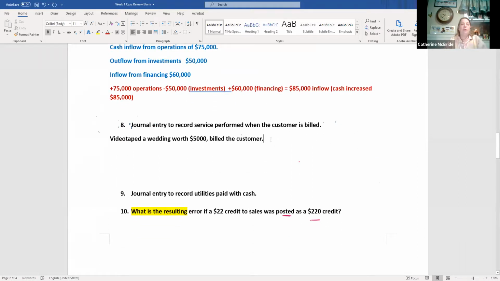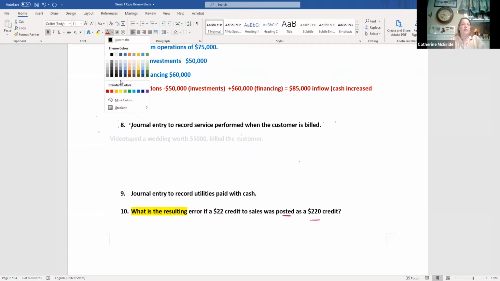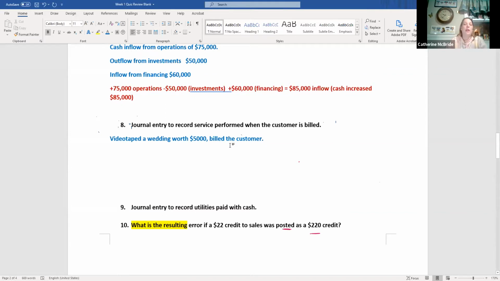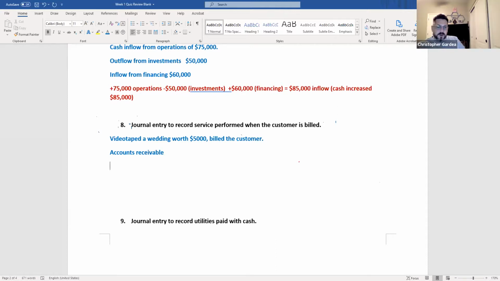Okay, number 8, journal entry to record services performed when the customer is billed. So I did an example here where we videotaped a wedding worth $5,000 and we billed a customer. We did one like this. So what two accounts are affected? Accounts receivable. Debit accounts receivable. And? I think you're going to credit the service revenue. Service revenue.